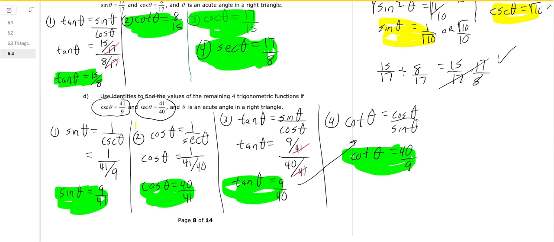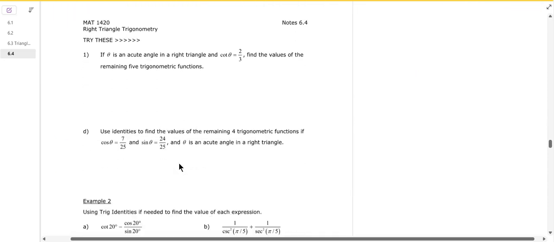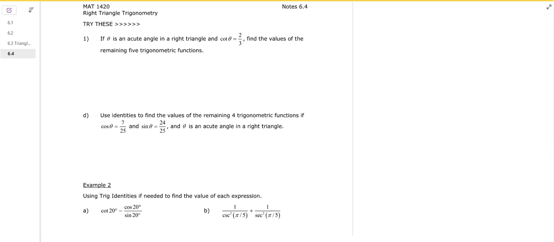Okay, so these are activities that help you with learning your identities. That's the purpose. They are exercises. Okay, next page, I'm going to let you do just these two problems here. So pause the video, and then there's a couple other things we'll look at to finish up this part.